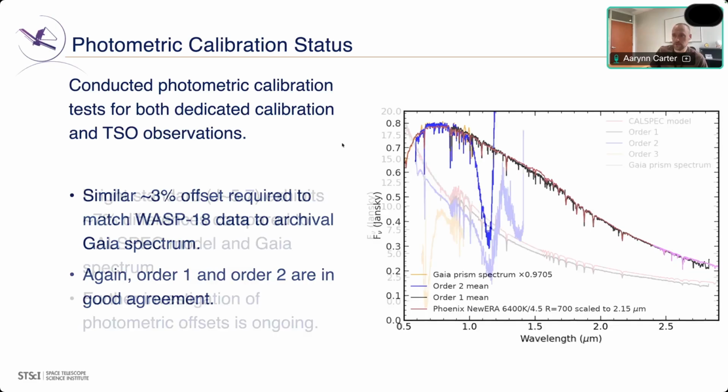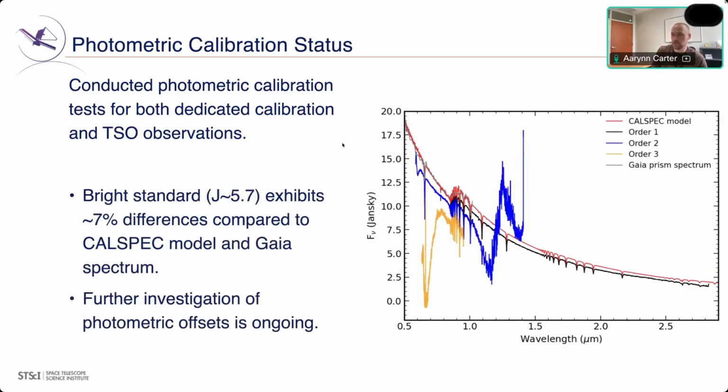And then finally, for the brightest source, we took this bright photometric standard. And actually, the differences here are a bit more obvious and a bit more distinct. So here we have in the plot order 1, 2, and 3 for the actual observation in black, blue, and yellow, our CalSpec model in red, and then the extracted Gaia prism spectrum in gray. So here you can see some distinct differences for each of the orders compared to our CalSpec model. So that might suggest some kind of effect with stripe size or brightness that affects our photometric calibration. And again, something we're still looking into, but we're trying to give you all a scope of where we're at right now.